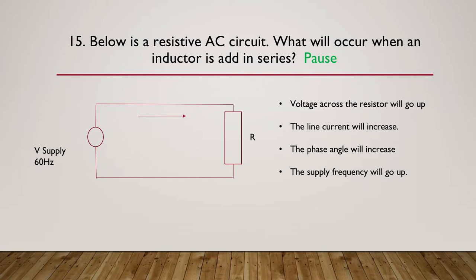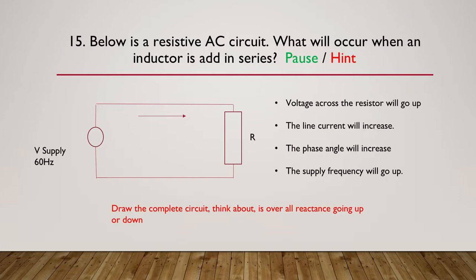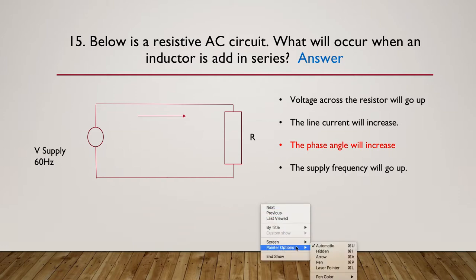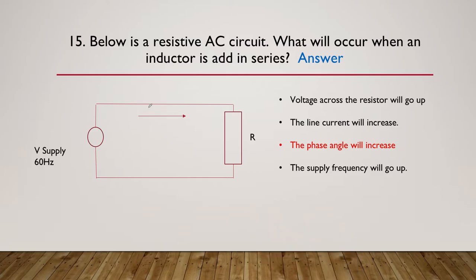So let's now look at the hint. So what's the hint? Draw the complete circuit. Think about it. Is the overall reactance going to go up or down? So what do you think might happen? So let's move on to the answer. The answer is the phase angle will increase. So if you did what the hint suggested, and we put the inductor in series, here's our inductor in series here.